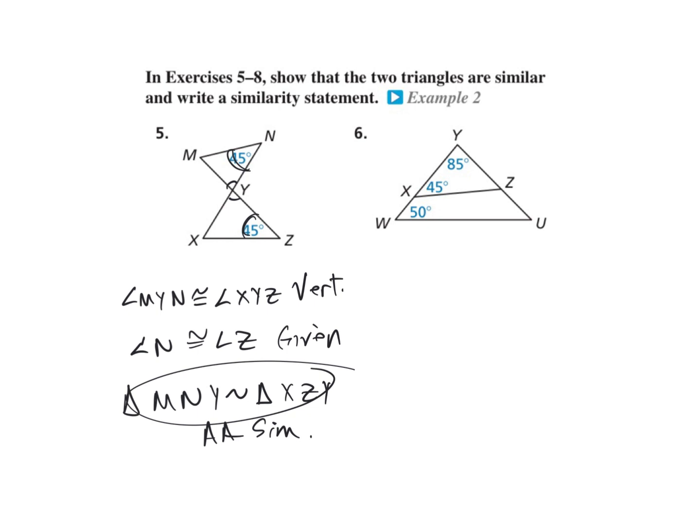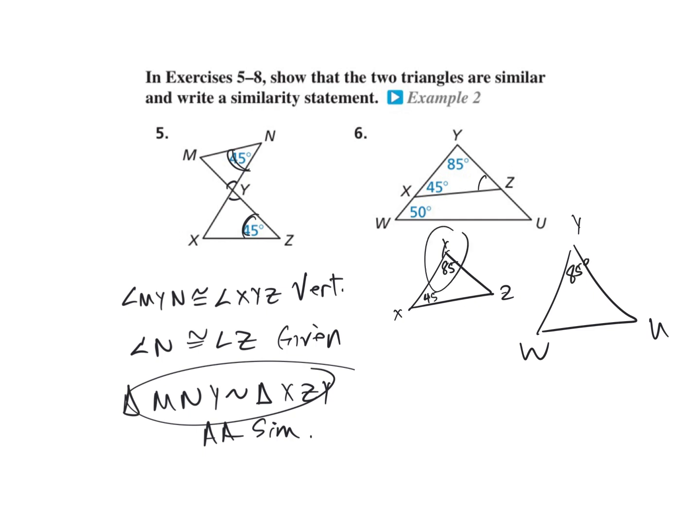Number six. Let's see here. In the top triangle, what is angle Z? Well, first of all, let me show you what we're looking at here. That's 45. This is X, Y, and Z. That's 85. Okay? And then you have the bigger one, which is W, U, and Y at the top. Again, that's 85 at the top. So you have two angles that are the same, angle Y. W and X are not the same, so we need to figure out what Z and U are.